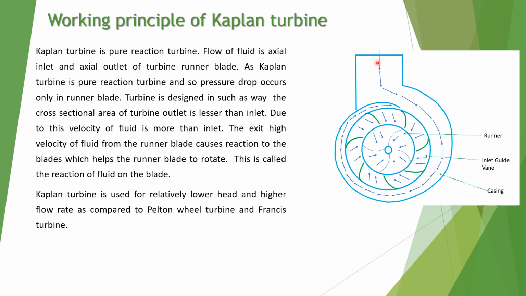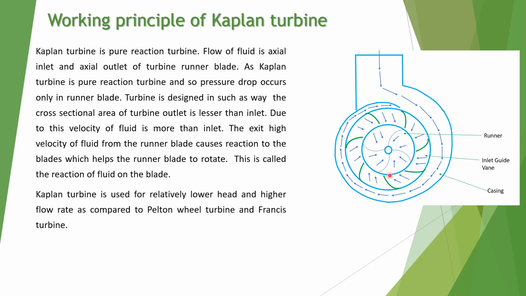The water comes to the casing, where the casing is designed in such a way that the cross-section area starts decreasing so that the velocity of water remains constant all the way through this flow, and finally then goes to the inlet guide vane, where the fluid or water then passes to the runner, and finally it comes out from the runner.